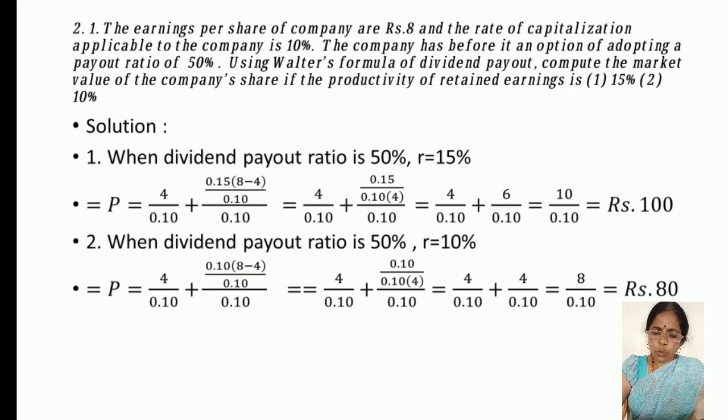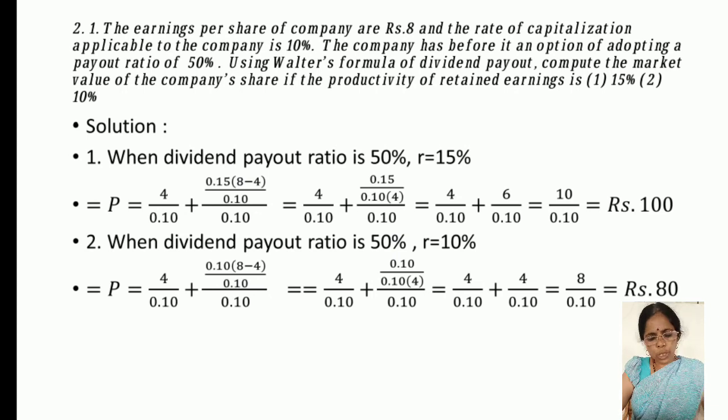The company has before it an option of adopting a payout ratio of 50%. Using Walter's formula of dividend payout, compute the market value of the company share if the productivity of the retained earnings is 15% and 10%. So here the payout ratio is 50% and the internal rate of return is 15%, and the same way it is 50% and the internal rate is 10%. So in option 2, we will be working with these options. When the payout ratio is 50%, the internal rate of return is 15%.